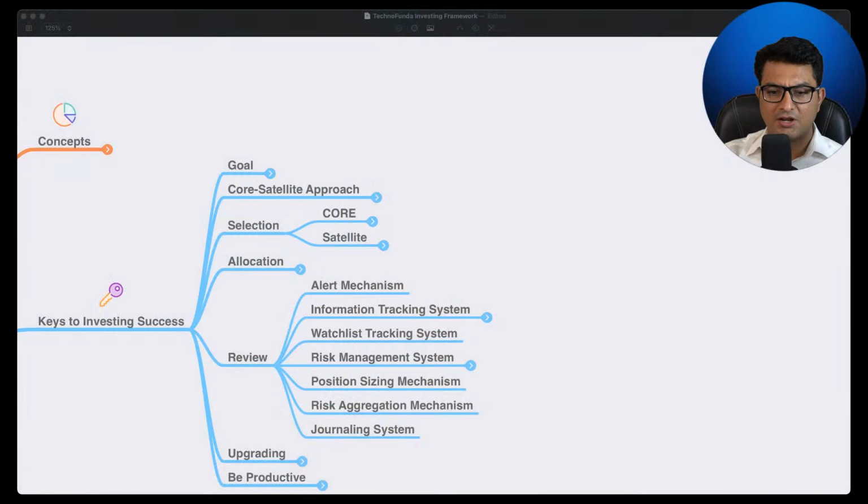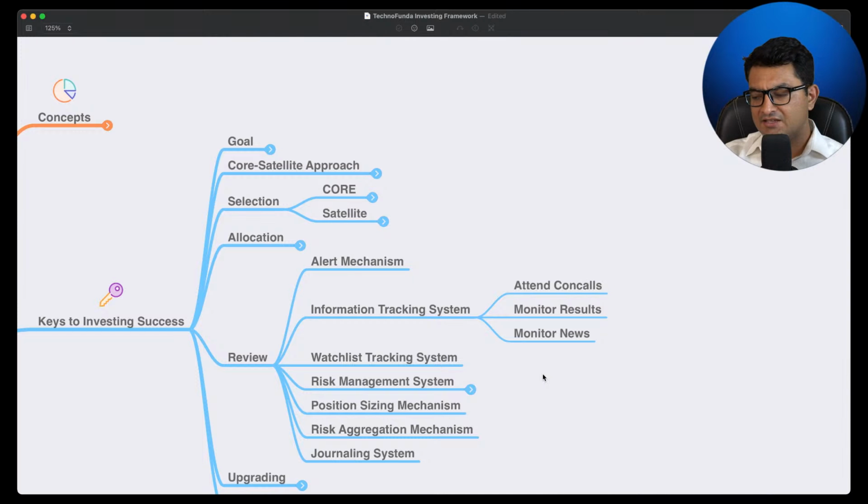Then the next one, what I do for the core portfolio particularly, is an information tracking system. Okay. So in the information tracking system, I want to see when I want to attend a con call. I want to know when I want to watch the result of a particular company. I want to know the different news which is coming out for that company.